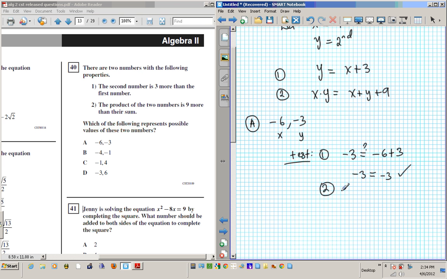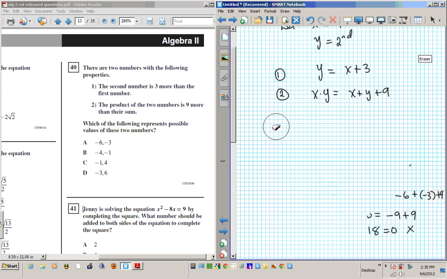The second one is the first times the second. -6 times -3, is it equal to the first plus the second plus 9? -6 times -3 is positive 18, because minus times minus is plus. If I combine these two, the signs are the same, so it's -9 plus 9. The question is, does 18 equal 0? Absolutely not. Option A does not satisfy both, just the first. That's not sufficient. It must satisfy both. So let's scrap A. A doesn't work. Let's move along and test B.